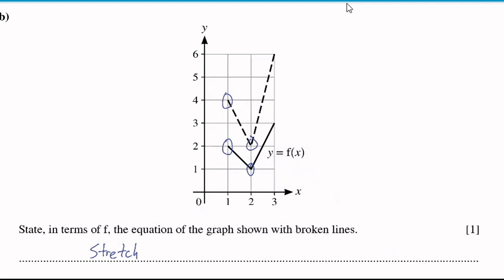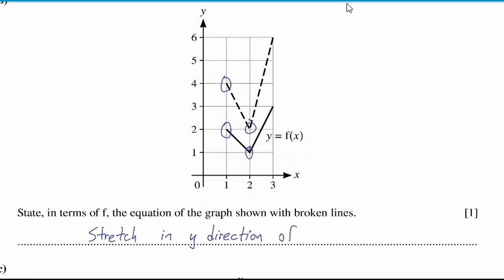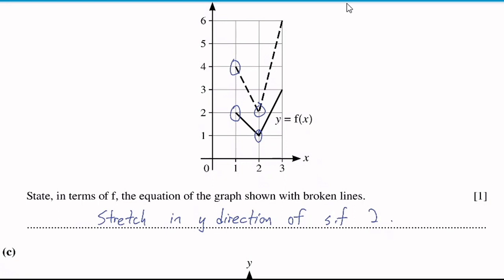Okay, so all the y coordinates are being doubled. If the y coordinates are being doubled, then it is a stretch in the y direction. So what is the scale factor? It's in terms of the fx, right? I just write you the description first. So this is the description, but they want us to give it in terms of f. Because the fx is being doubled, this is actually a 2fx for this graph here. They just need to see the 2fx and they can give the marks already.